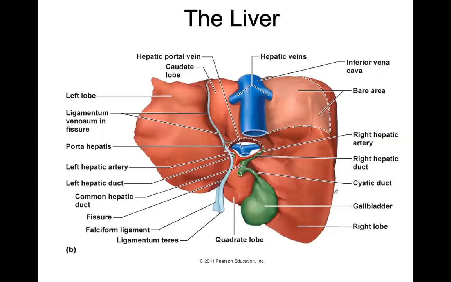Here's another zoomed-in picture of the liver. Again, this is the posterior view. So we have the right lobe, the caudate lobe on top, the quadrate lobe on the bottom, the left lobe right here, and then the falciform ligament that secures your liver to the diaphragm. You have two main blood vessels, hepatic veins, that empty into this large vessel called the inferior vena cava.